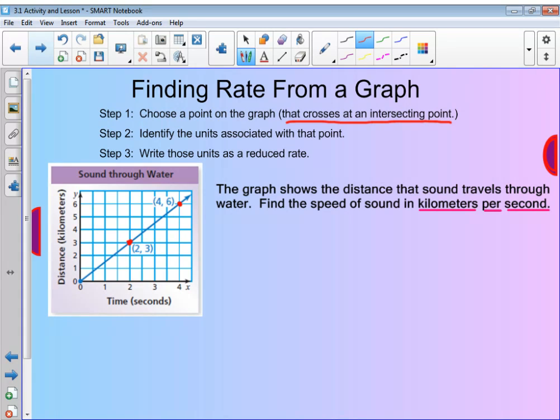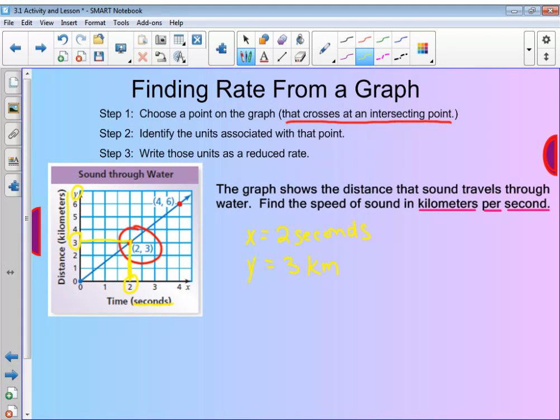So if I go ahead and pick this one, I'm now going to go through and identify the units that are associated with that point. So I'm going to draw some lines just to make it easier for me. So if I were to connect this point down to my x-axis, this 2 is representing my seconds. Okay, so I've got 2 seconds, and that was my x. And then this, if I follow the line across, is a 3, and that was representing my kilometers. So my y, because notice that my y is right there, equals 3 kilometers. And I'm just going to use km for kilometers.